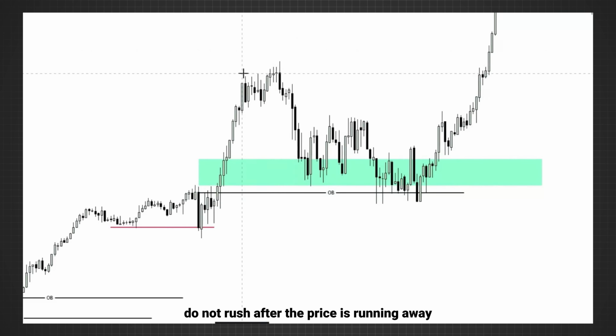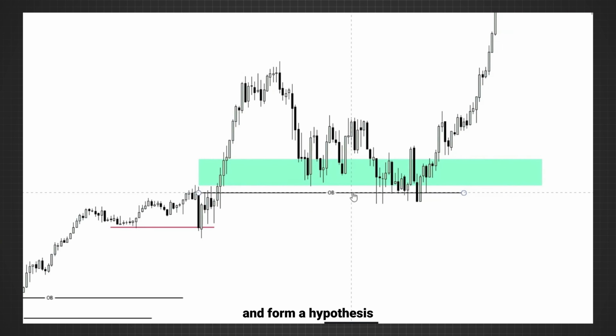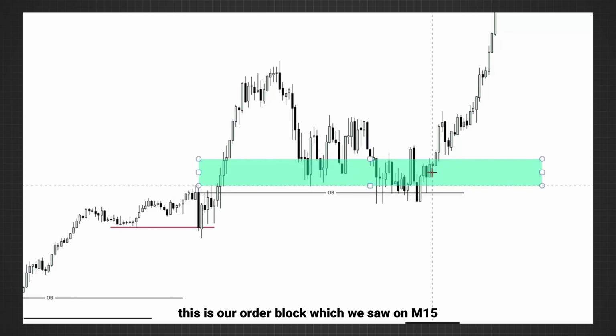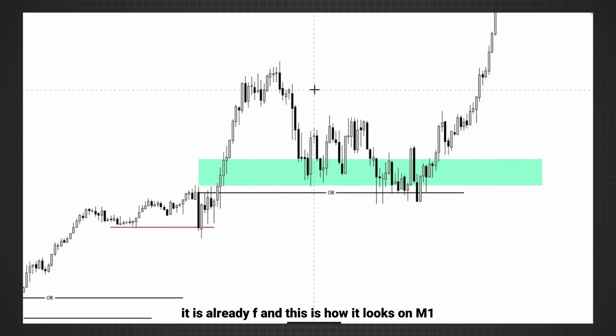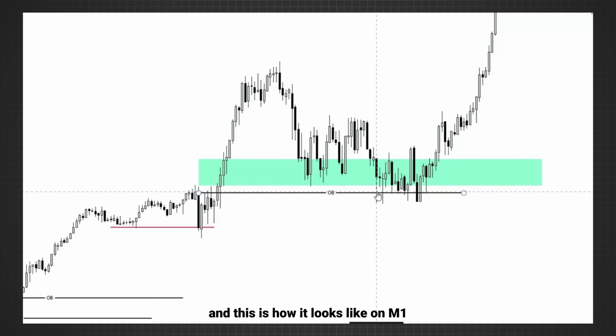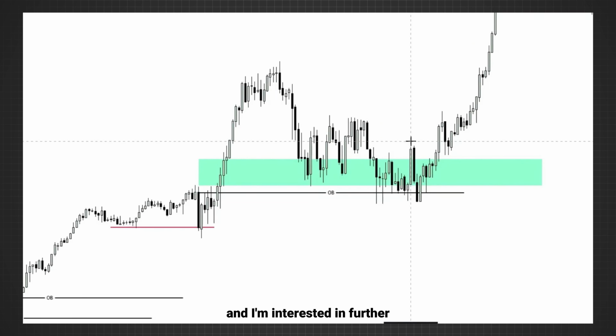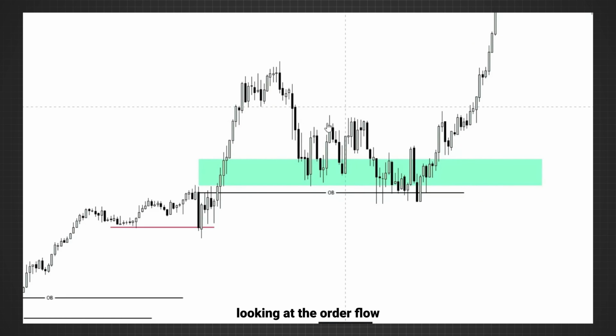Do not rush after the price is running away. It is better to see a qualitative confirmation and form a hypothesis. This is our order block, which we saw on M15. It is already here, and this is how it looks on M1. I personally do this: I find confirmation of this hypothesis, that everything will work. I wait for the price touch, and I'm interested in further looking at the order flow.